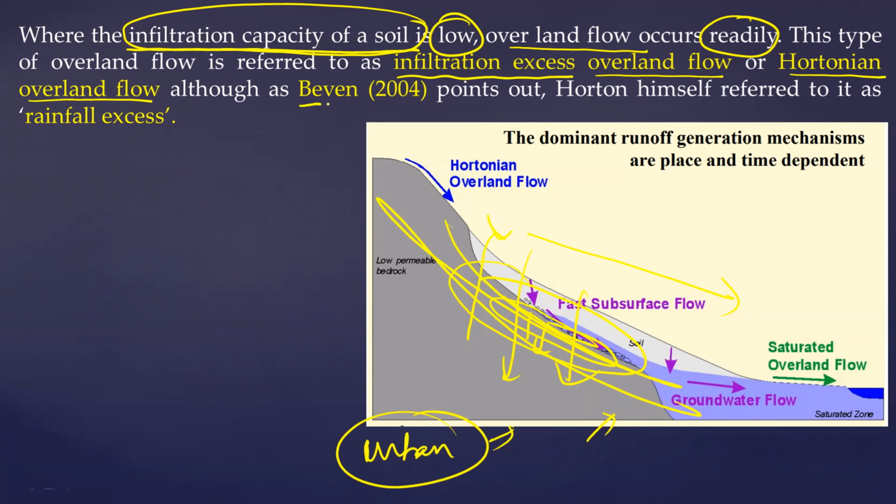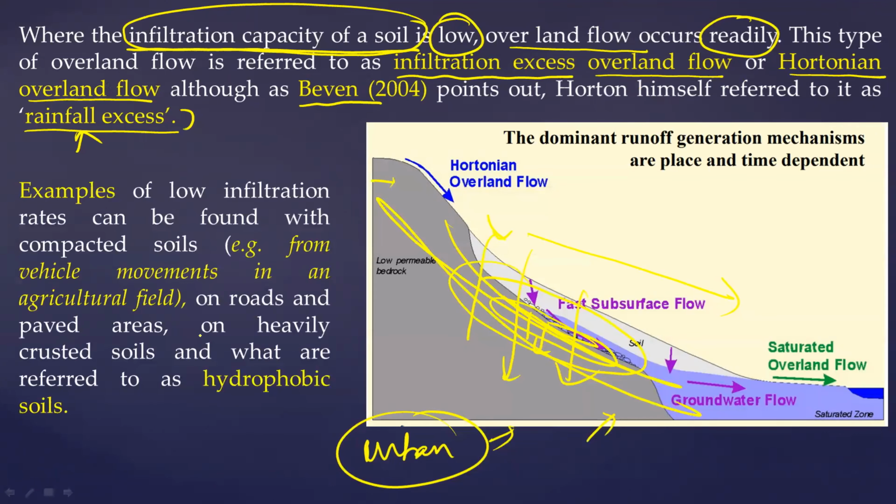And this is defined by Bevan in 2004. And he says that Horton said it was rainfall excess. So excess flow or rainfall excess, you can say, or Hortonian overland flow, whatever you want to say. So this is the basic schematic diagram. Now, examples of low infiltration that we were talking about can be found within some important soils.